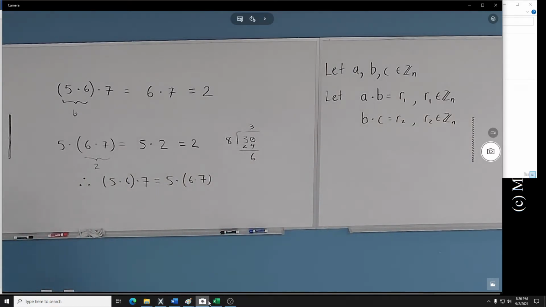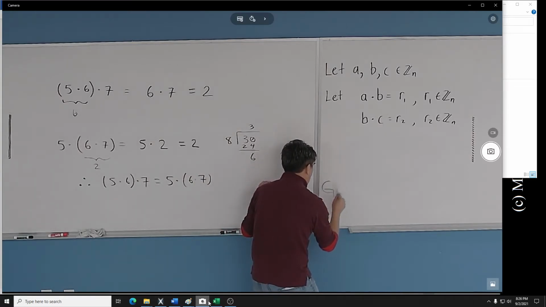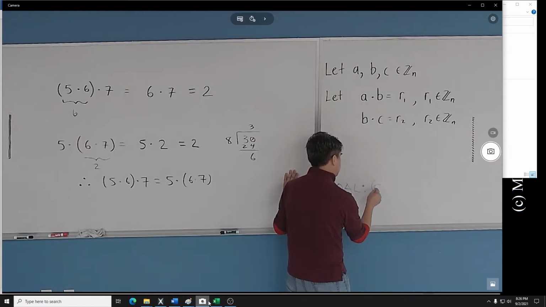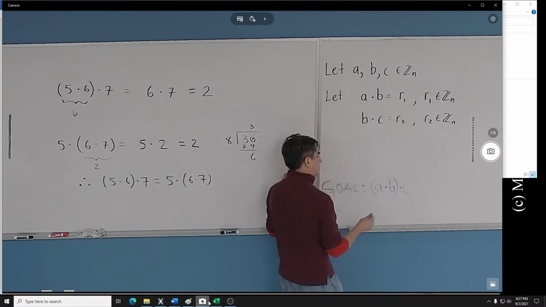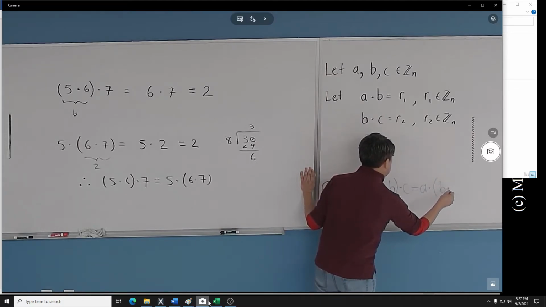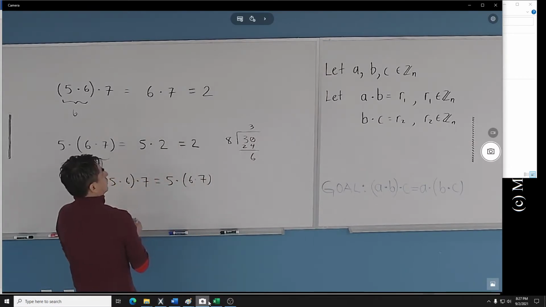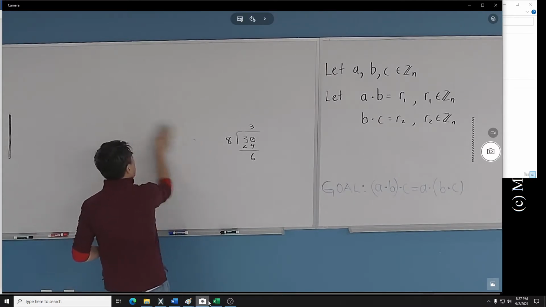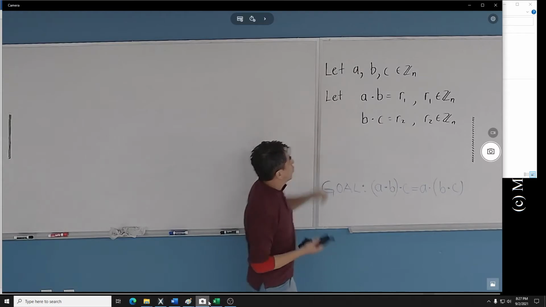Okay, here is our goal. Show that the quantity A dot B times C equals A times B dot C. We're going to work this via our definition of multiplication modulo n. Here we have two multiplications modulo n.